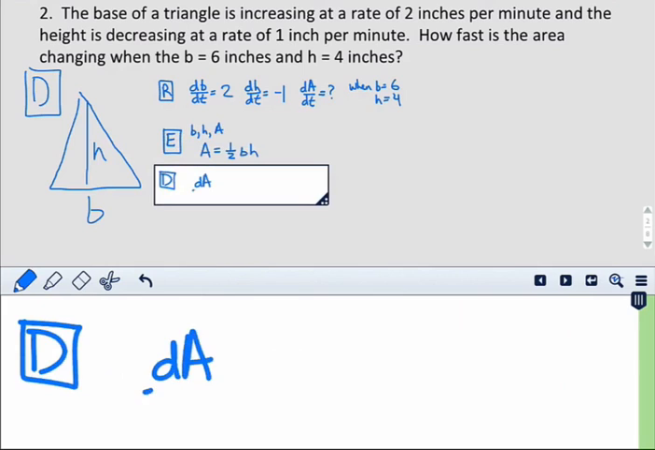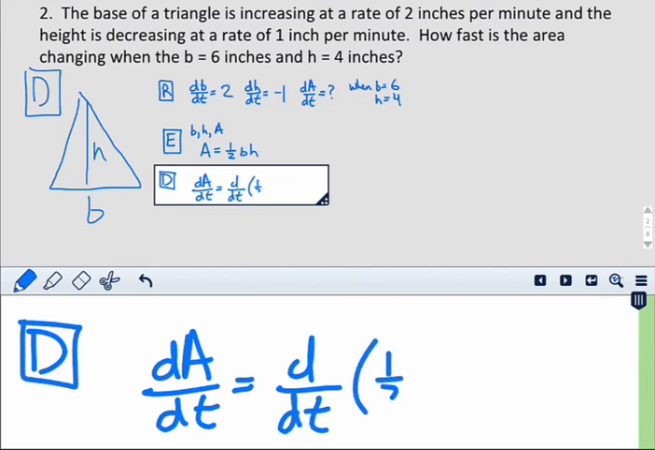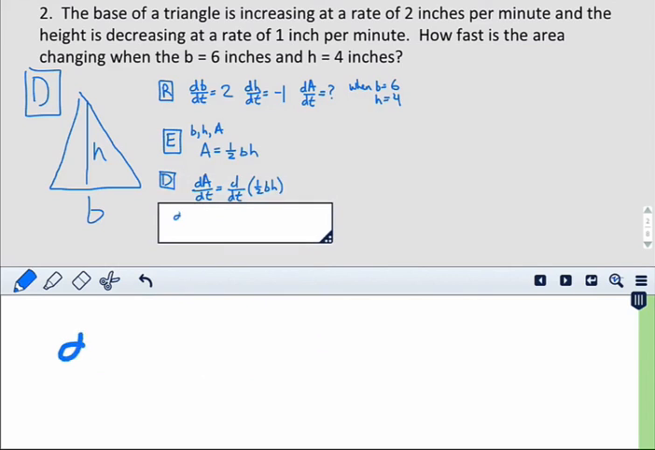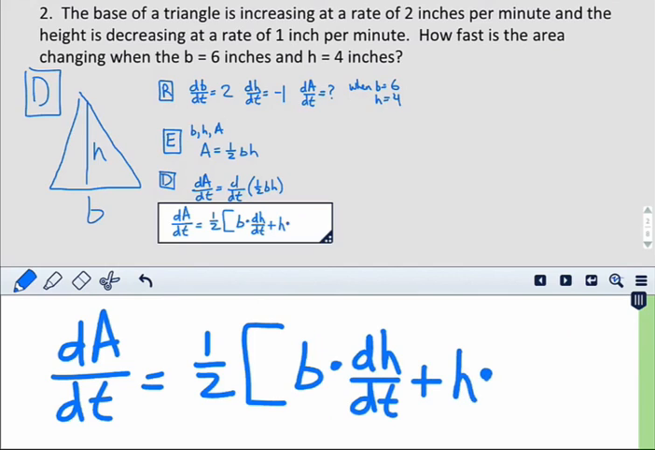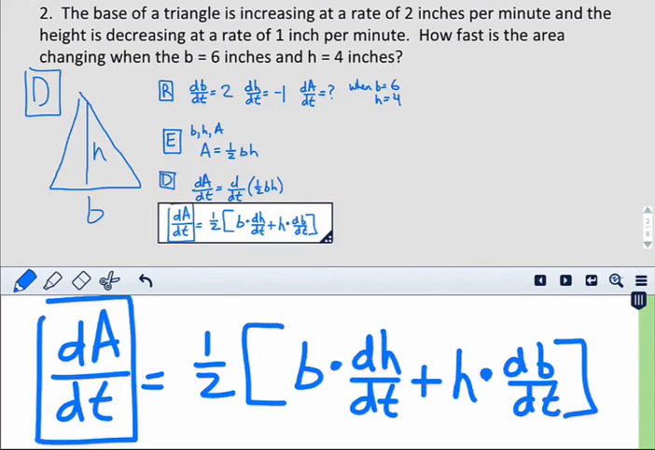So we have the derivative of A with respect to t equals the derivative of the other side, which is 1/2 BH, with respect to t. So now we're going to use our implicit differentiation, and we're going to solve for dA/dt. So we have our constant multiple, and then we're going to use the product rule. First function is b times the derivative of h with respect to t, which is just dH/dt, and then plus our second function, h, times the derivative of the first. So the derivative of b with respect to t is dB/dt. Now in this case, we have already solved it for dA/dt, which is what we're looking for.